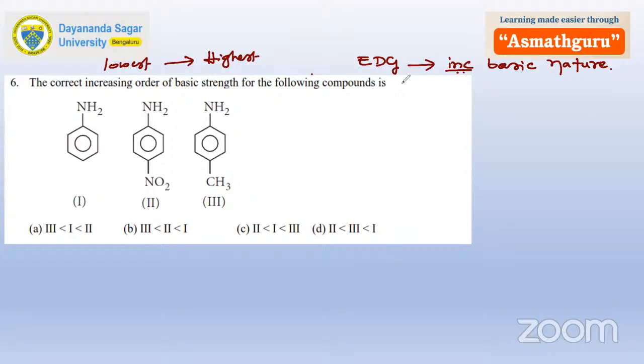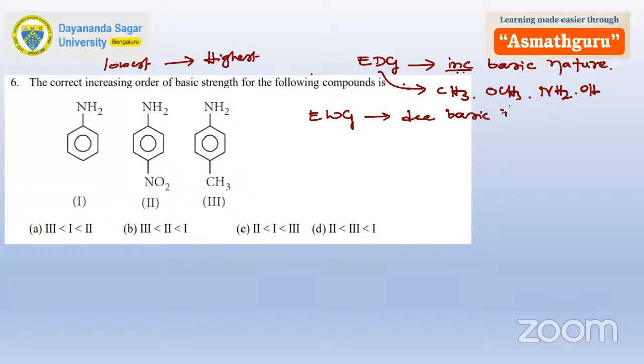Whereas electron donating group means what? I told you, donating group means CH3, OCH3, NH2, OH. Electron withdrawing groups decrease basic nature. Which are the withdrawing groups? I told you NO2, halogens, cyanide, all these things. So they decrease the basic nature. Where NO2 is there, here the basic nature will decrease.